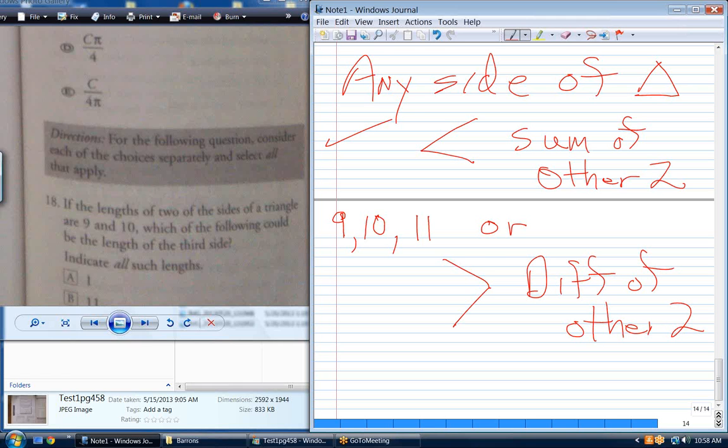And what are the other options they give here? 1, 11, and 21. Can I have 21? No. So the only one of those that works is B, 11.